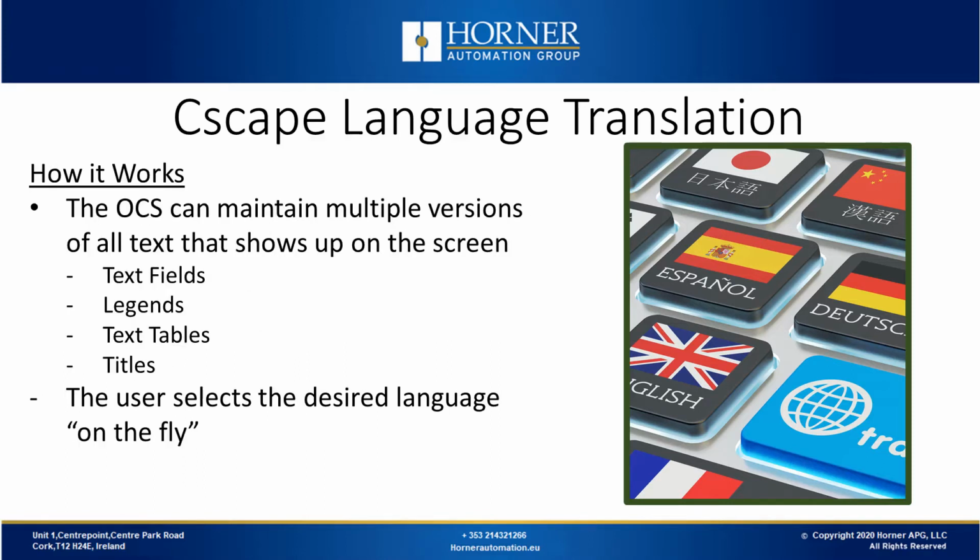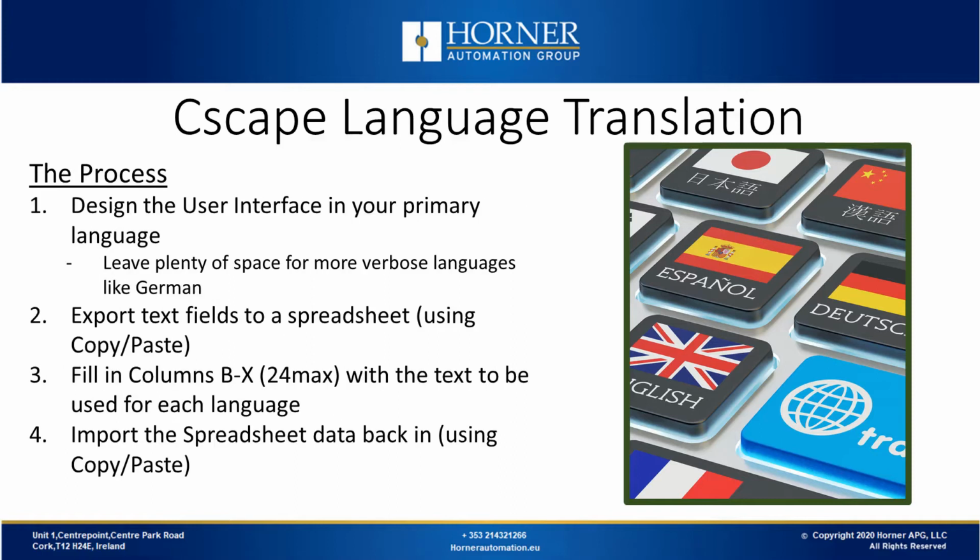Inside the memory, the OCS maintains multiple versions of all text that shows up on screen. When the user changes the language on the fly, a different set of text strings will be displayed. There's a process you need to go through when you are supporting multiple languages. Firstly, you need to design the user interface of your project. Start with your primary language. In my case, it's English. You should leave space in your objects for longer strings for languages that use longer sentences.